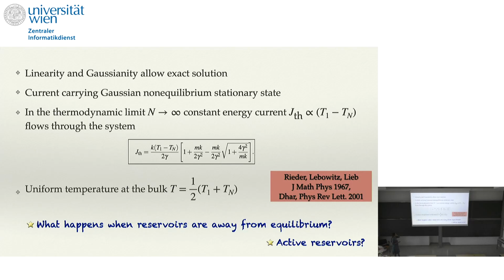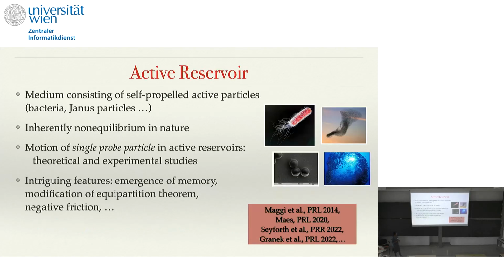Now, the question that I'm trying to ask here is what happens when these reservoirs themselves are away from equilibrium. So they don't have to satisfy the fluctuation dissipation theorem. And in particular, the question I'm asking is what happens if these reservoirs are active? What I mean by active reservoirs, there were already some talks, particularly by Omar last week, where he talked about the behavior of active reservoirs.